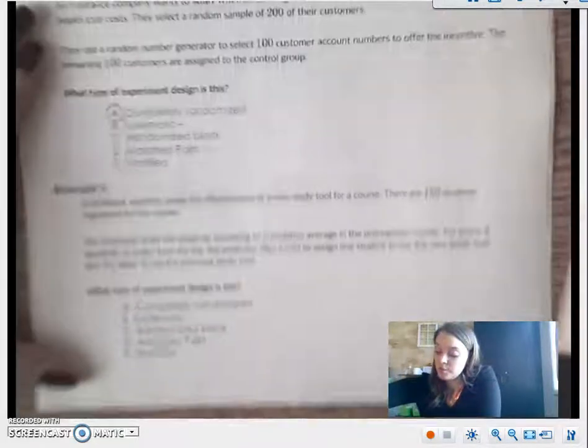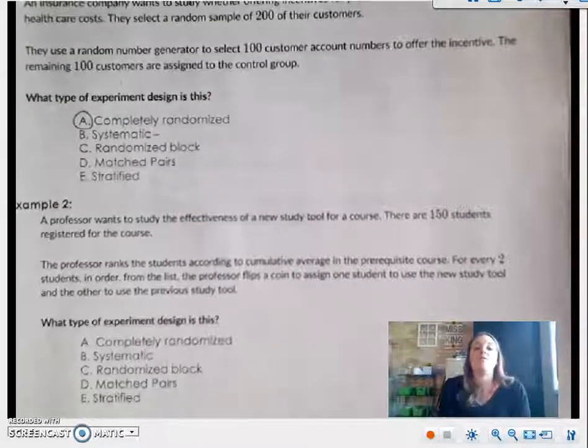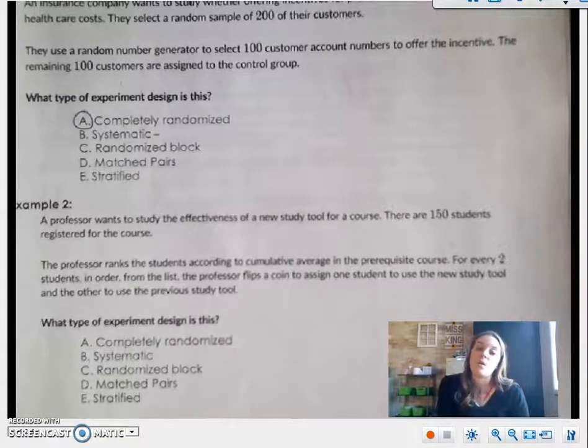Example number 2 says that a professor wants to study the effectiveness of a new study tool for a course. There are 150 students registered for the course. The professor ranks the students according to cumulative average in the prerequisite course. For every 2 students in order from the list, the professor flips a coin to assign one student to use the new study tool and the other to use the previous study tool.